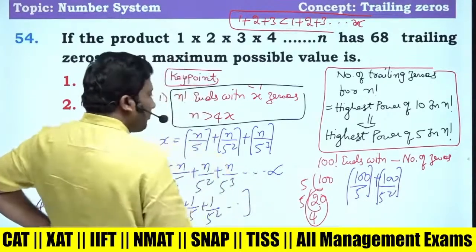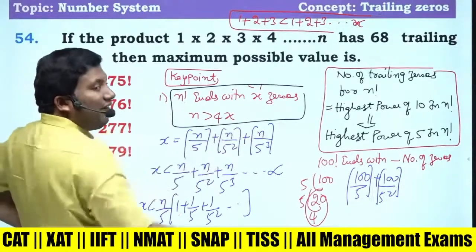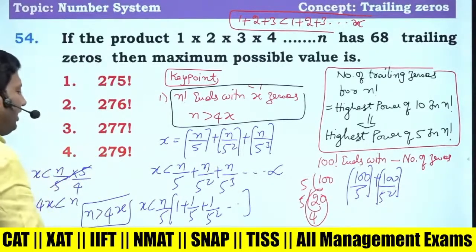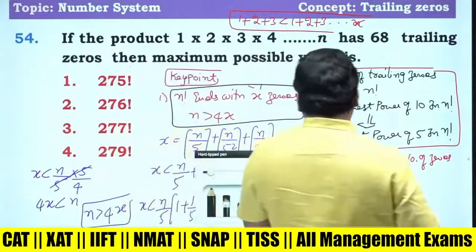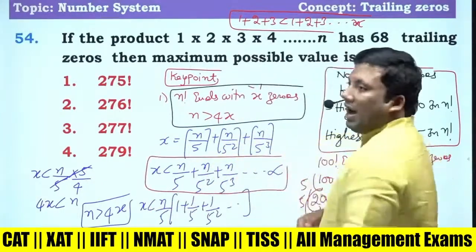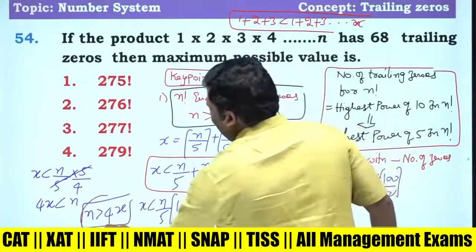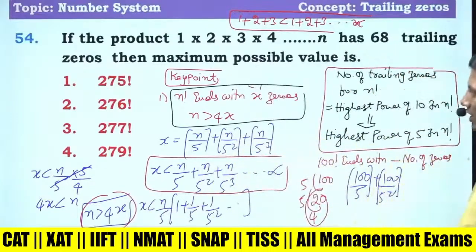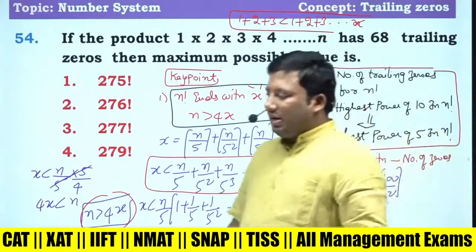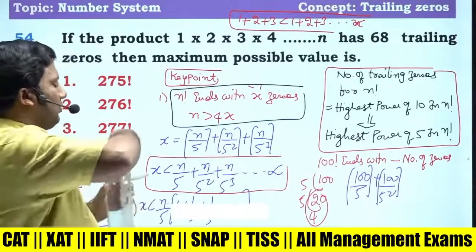Am I right? Depending upon the value of n, this is a finite series, and a finite series is always less than infinite. So x is less than n by 5 plus n by 5 square, n by 5 cube, and so on up to infinite. So n will be greater than 4x. Very, very important key point, sir. Please write down. Now, let us solve this question. Once you understand this concept, it is just a 1-minute job to solve our question.